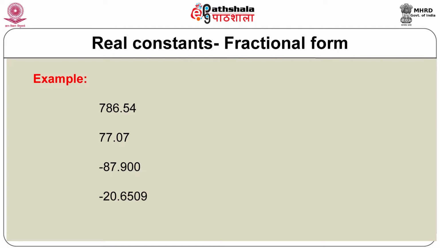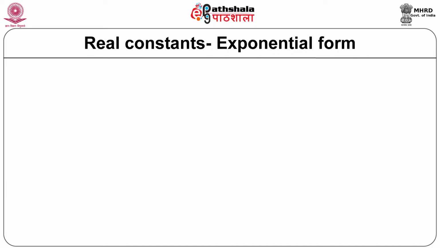These are valid examples of real constants in fractional form: 786.54, 77.07, -87.900, -20.6509. These are the real constants in fractional form. Then real constants in exponential form.